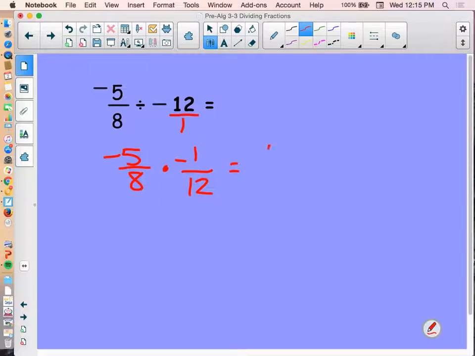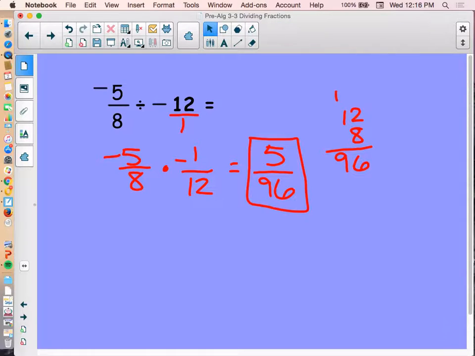Multiply straight across, you get 5/12 times 8, which I can't do in my head, so I'm going to do it over here, is 96. And my final answer is positive 5/96. Because we can't simplify, that is our answer.